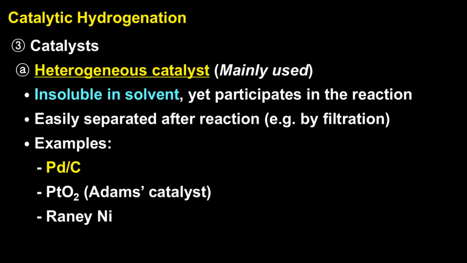Now let's talk about the catalysts. The most commonly used ones in this reaction are called heterogeneous catalysts. That just means they don't dissolve in the reaction mixture. They stay solid, but still participate in the reaction on their surface. And that makes things really convenient, because once the reaction's done, you can easily separate the catalyst, usually just by filtration. Some common examples are palladium on carbon, platinum dioxide, also known as Adam's catalyst, and Raney nickel.